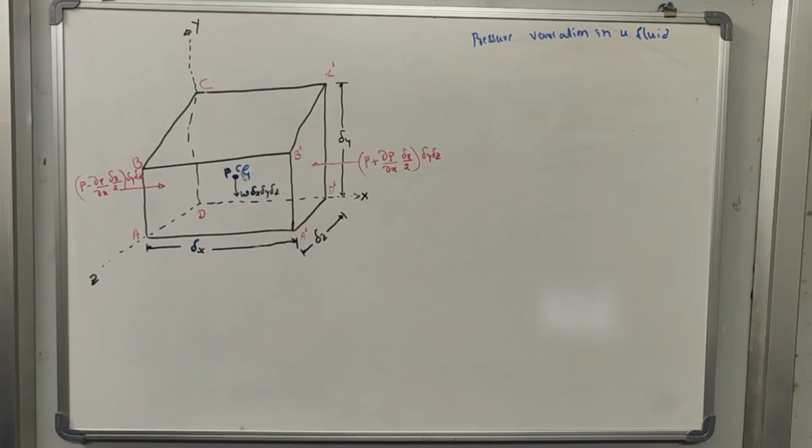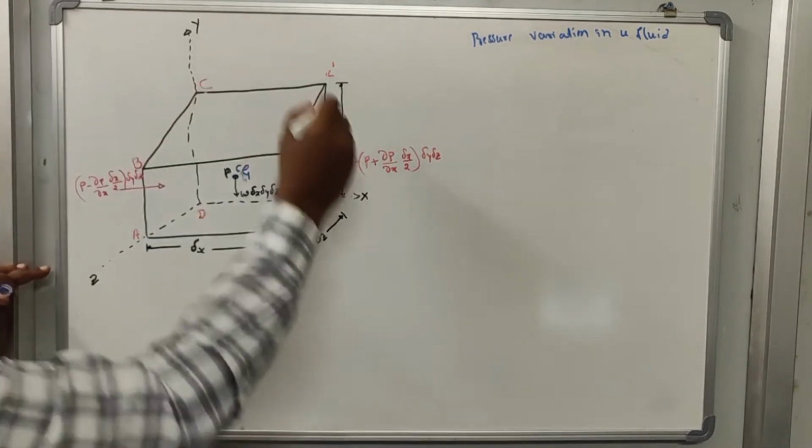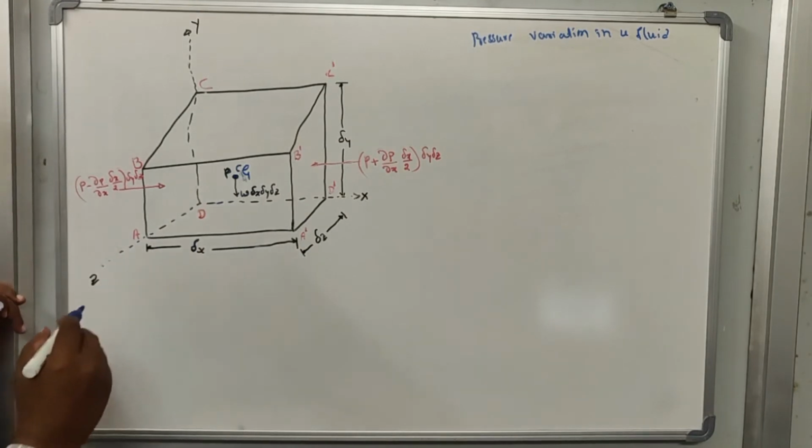Now, what are the surfaces? As I have told, when the fluid element is isolated from the neighboring elements, then two types of forces act on that element. One is the pressure force, which acts on the planes or surfaces, and the other is the volumetric force, or self weight, which acts at the CG point. Let us consider that this is a parallelopiped. What are the surfaces here?